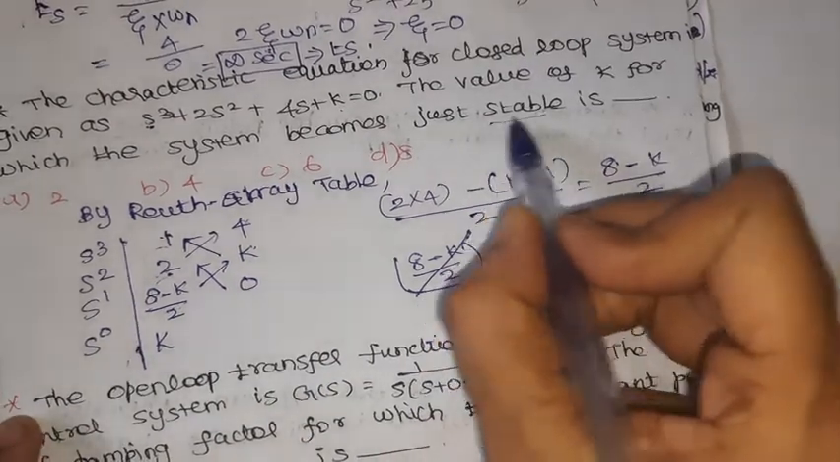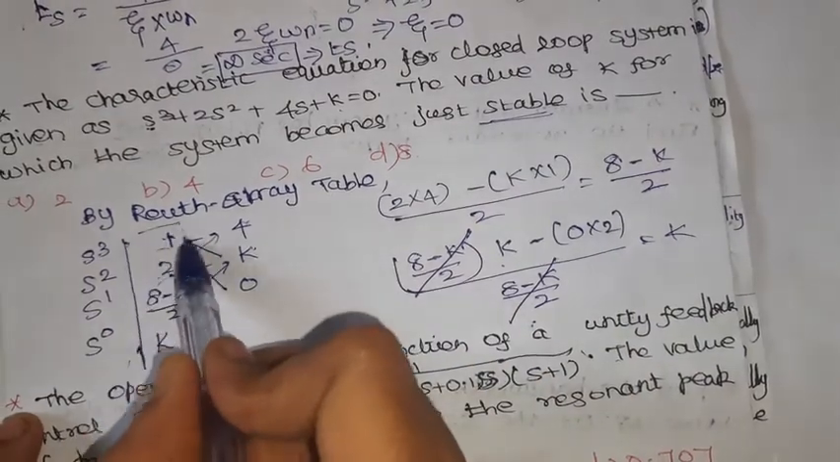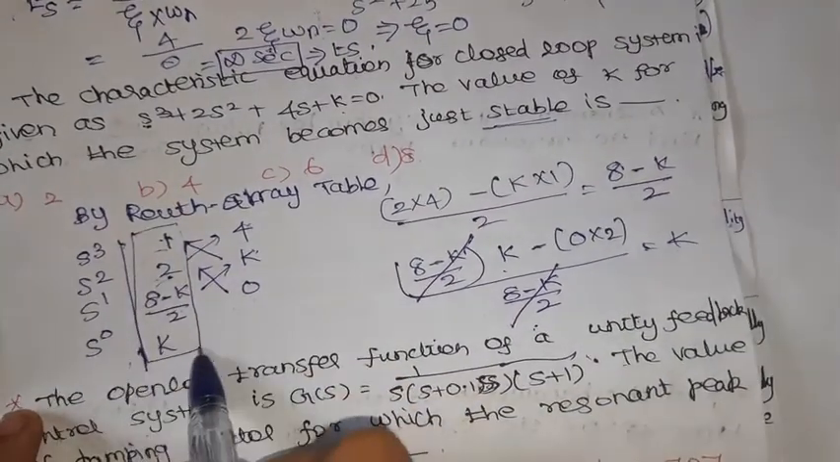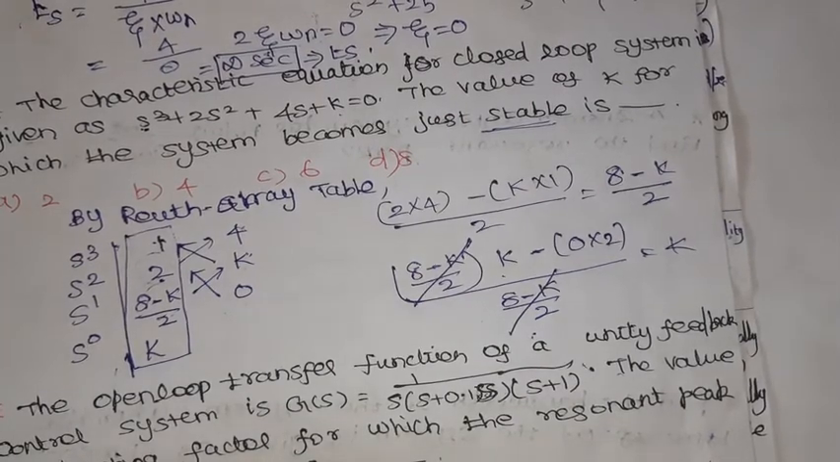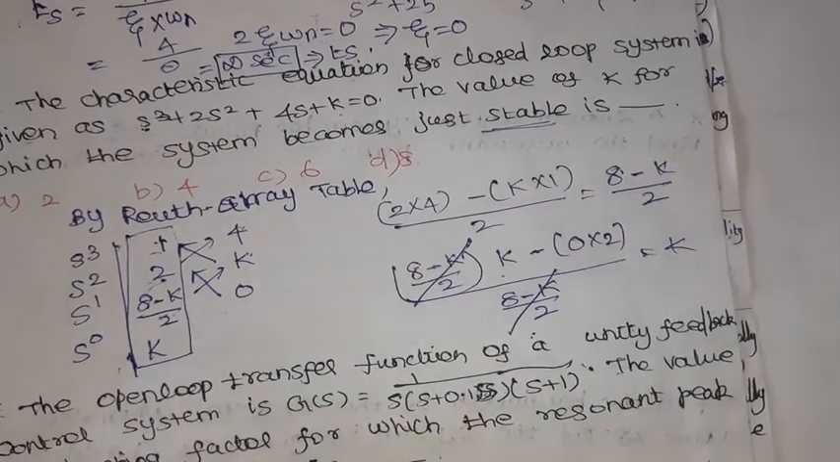For the system to be stable, just look into the first column of the Routh array. All the values should be positive. There should be no sign changes.